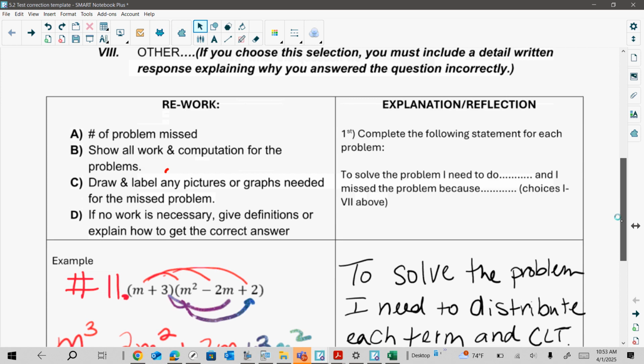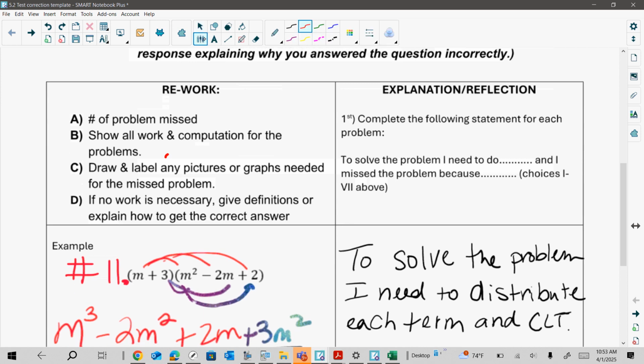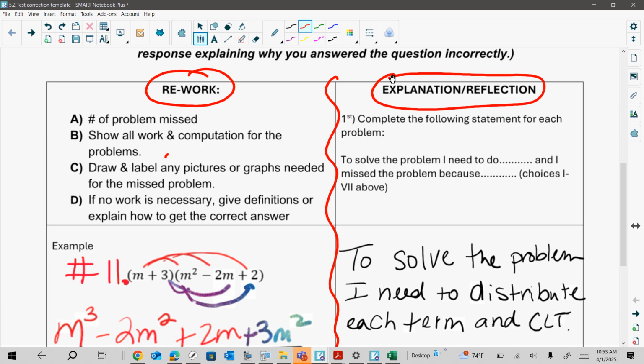You need to divide it into two columns. You need to fold in half. And the left side needs to be titled rework on a separate sheet of paper. Fold it long ways, not hamburger, hot dog, long ways. And the left side is titled rework. The right side is titled explanation/reflection.